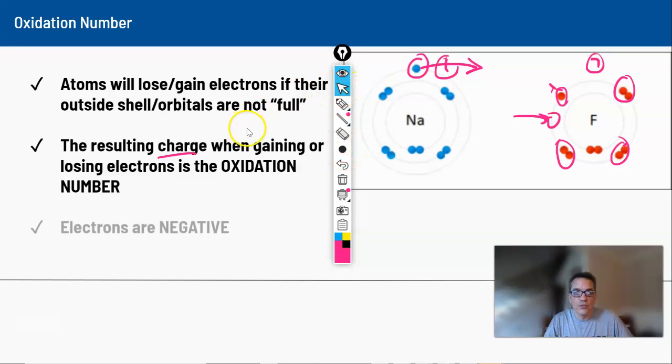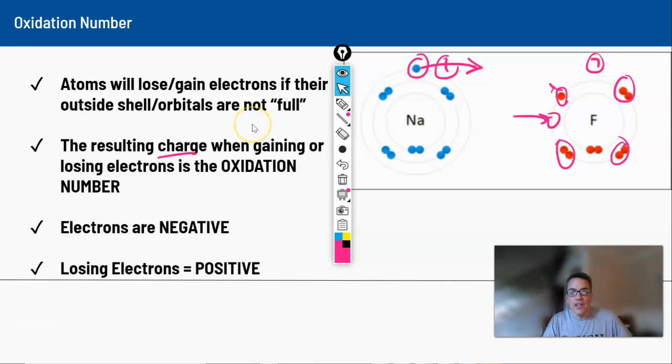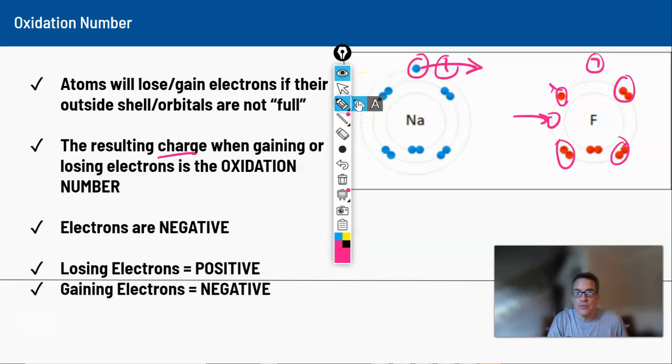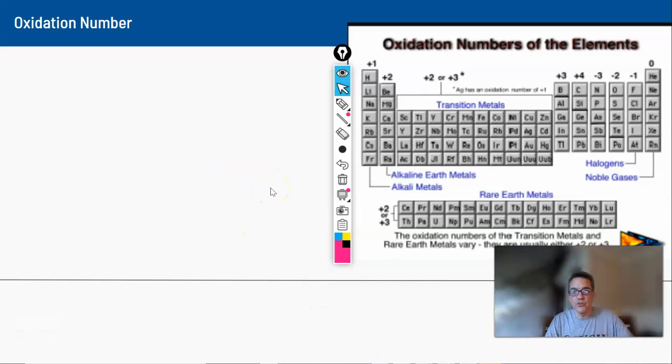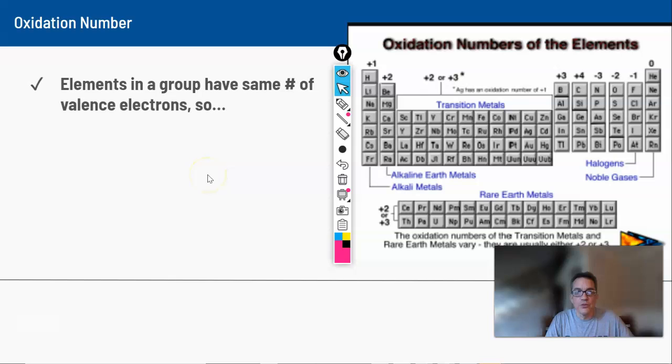So if we look at something like sodium, its electrons are negative. What's going to happen with sodium? If it loses a negative, sodium is going to end up having a positive charge. Fluorine, on the other hand, because it's gaining an electron, is going to end up having a negative charge. So if we lose electrons, we become positive. If we gain electrons, we become negative. And again, these are not things that we have to memorize because there's patterns on the periodic table. So if we think about how many electrons things have, that's going to relate to our oxidation number.